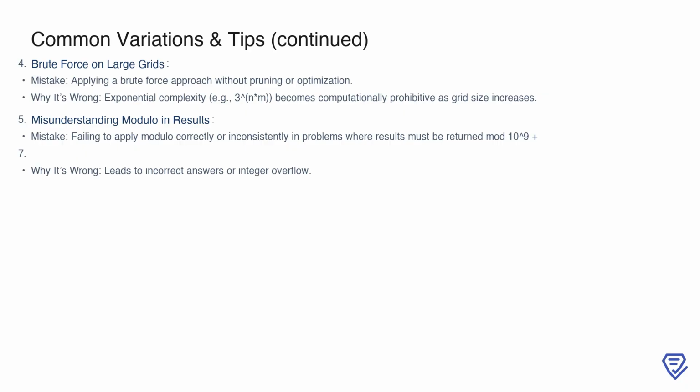Additionally, misunderstanding how to apply the modulo operation consistently can lead to incorrect results. Many grid-related problems require results to be returned modulo 10 to the power of 9 plus 7 to prevent overflow. Forgetting to apply the modulo at intermediate steps, or applying it incorrectly, can break your calculations. Paying attention to these details ensures your solution is both efficient and accurate for larger grids.